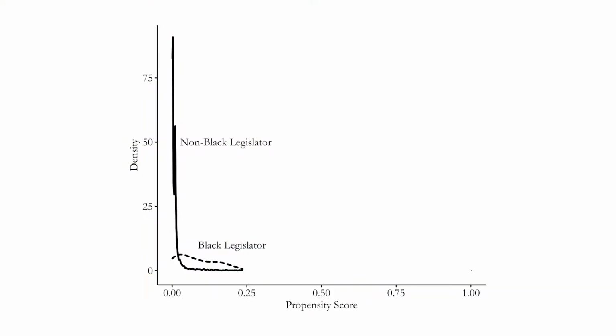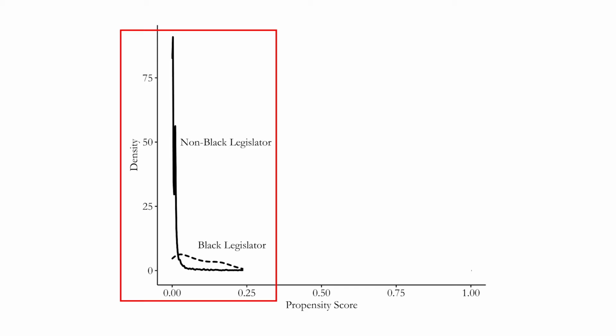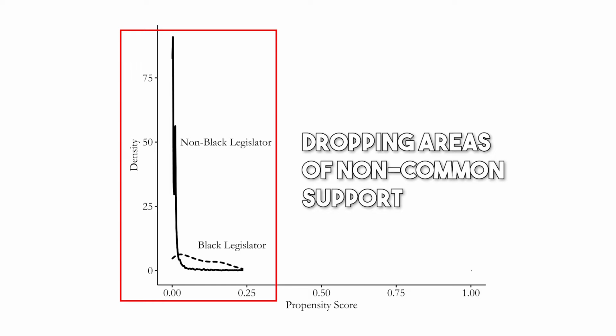In doing so, we might end up with a graph like this, where we drop everybody with a particularly high propensity score because the only area where we can really compare people is among the low propensity score ranges. So here I'm doing what's called dropping areas of non-common support, where there's not enough control or not enough treatment observations in a given range of our matching variable, or in this case, propensity score.